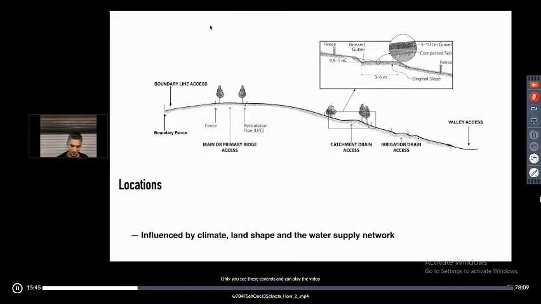And just for reference, here are the locations that we'll be talking about. Looking from left to right, the first one is the boundary line axis, that is close to, of course, the boundary fence. Then the main or primary ridge axis, which is on the ridge. Then the one that is close to the water systems that we develop, near the water supply network, and then the one in the valley.